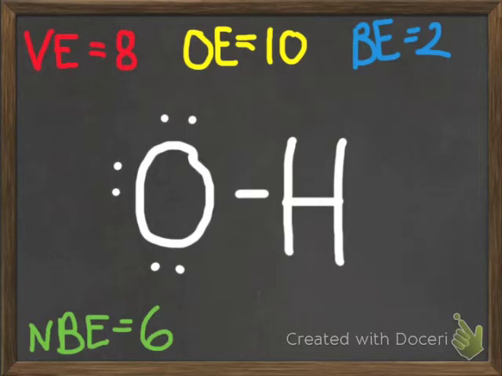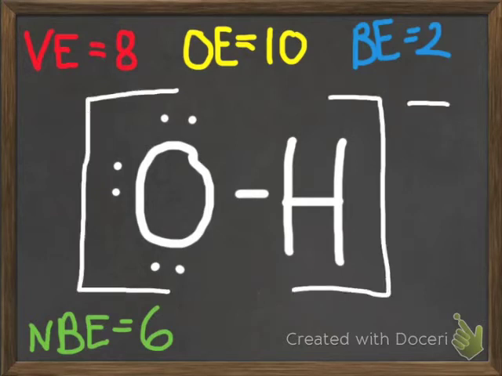Also, we need to do something else to this molecule. Remember when we started, hydroxide has a negative overall charge. So we need to show that somehow. And we can show that by putting brackets around it with a negative charge. That shows us that this entire molecule is negatively charged. So now, let's move on to another one.